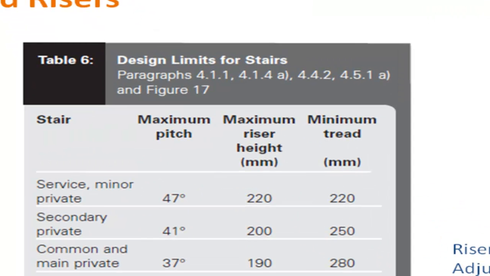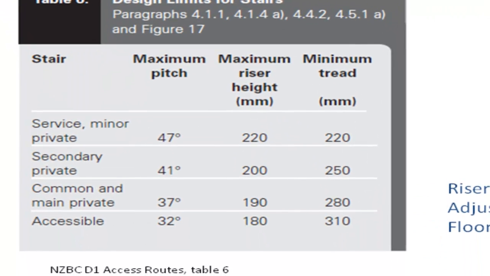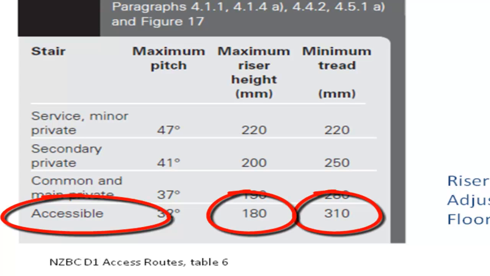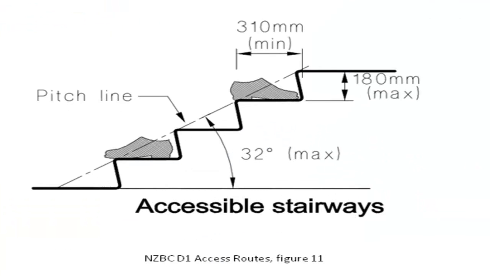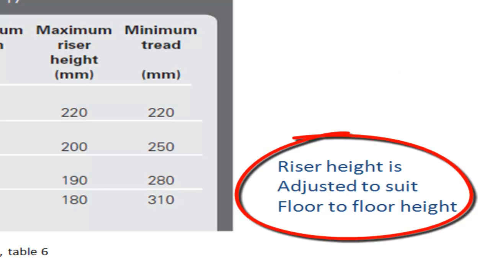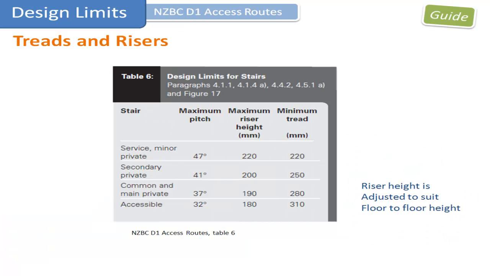Table 6 shows design limits for each stair classification. For an accessible stair, we have a maximum riser height of 180mm and a minimum tread of 310mm. Note how each tread overhangs the one below, creating a slightly reduced tread dimension when viewed in plan. Remember, all your risers must be equal and must not exceed 180mm high for all stair flights on a stairway.